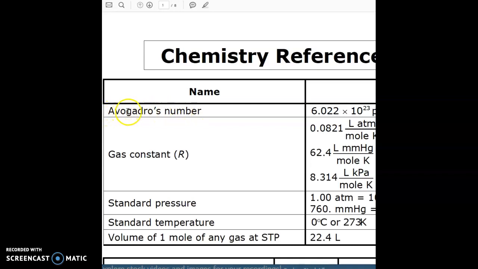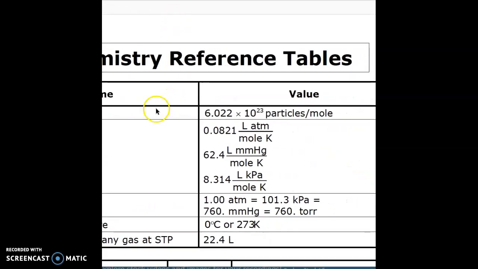Write the word down, Avogadro's number. Because you'll need to recognize when a problem is talking about Avogadro's number. If they say Avogadro's number, you need to know, hey, I need to go find it on my reference table. You don't have to memorize it. Then I want you to put this value down. Avogadro's number is 6.022 times 10 to the 23rd particles per mole. Get that down.